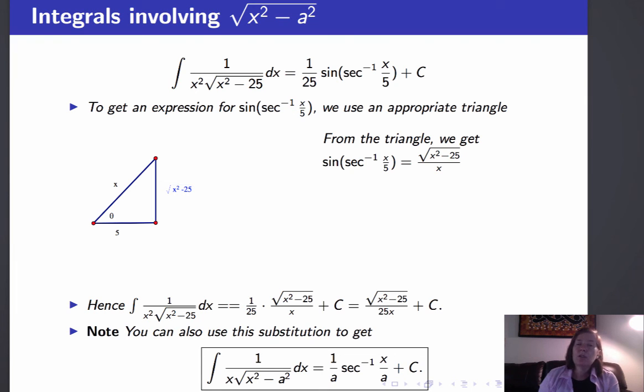You could also use this substitution to get the following well-known integral, which a lot of people add to their list of integrals to remember or refer to. The integral of 1 over x times the square root of x squared minus a squared is 1 over a secant inverse x over a plus c.